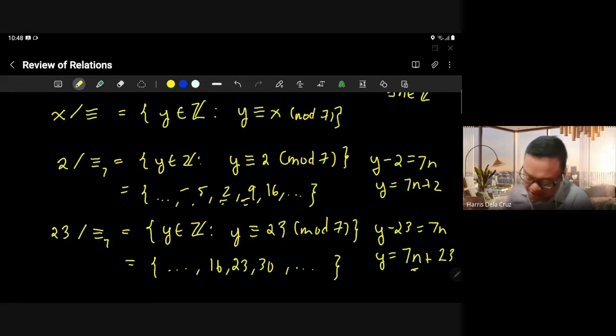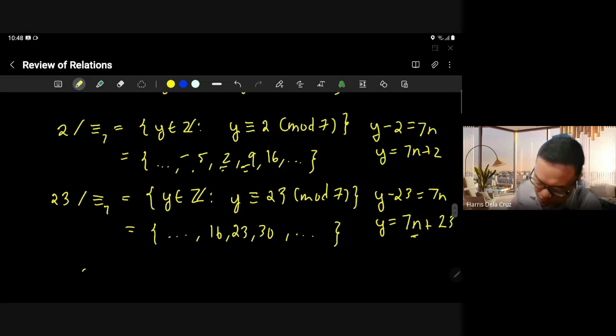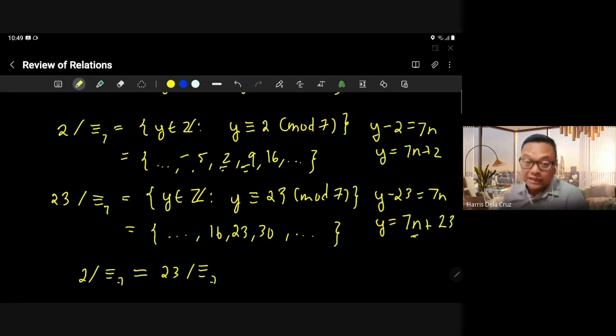So basically, these two are the same. Kung nakita natin dito, yung 2 over modulo relation tsaka yung 23 over modulo relation, as a set, pareho lang sila. They're equal. Kung nalilito kayo sa notation na 'to, you can keep this notation. Baka kasi nalilito kayo dun sa notation na over modulo relation. Minsan nakakalito talaga siya.